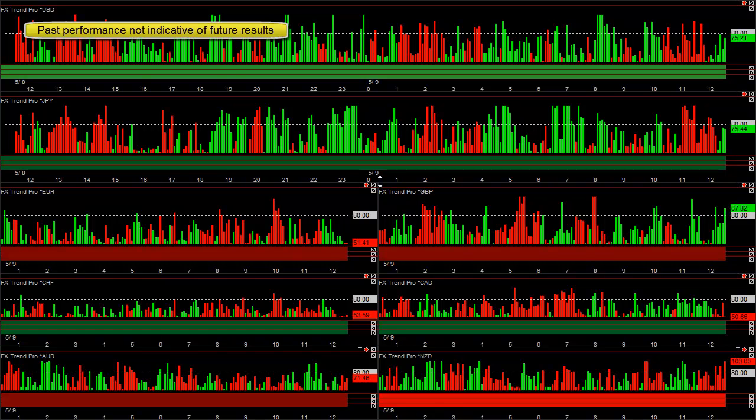Anyway, we statistically compare all the currencies to every other one, and we show the strength and weakness in green and red. Anytime it's at or above the dotted 80 level right here, it's extremely strong if it's green, and if it's red, it's weak. Underneath that are the daily, weekly, monthly trends.